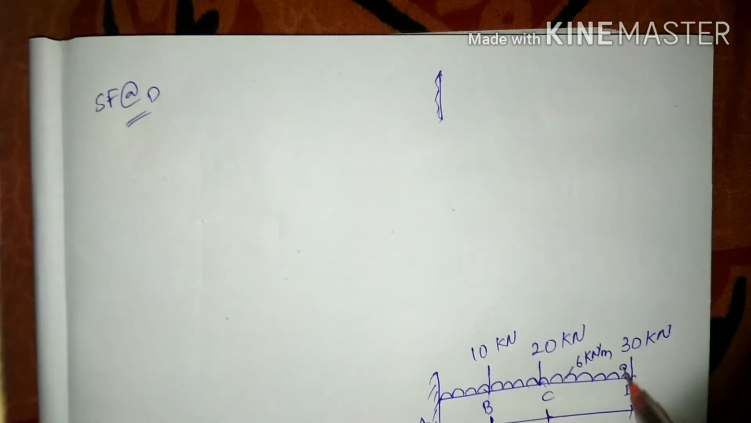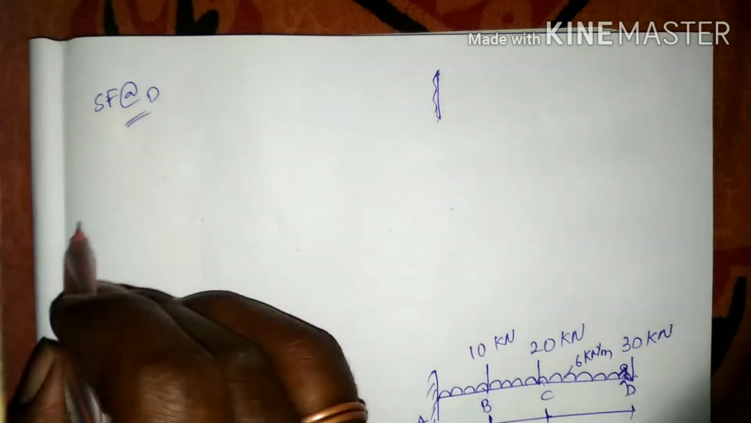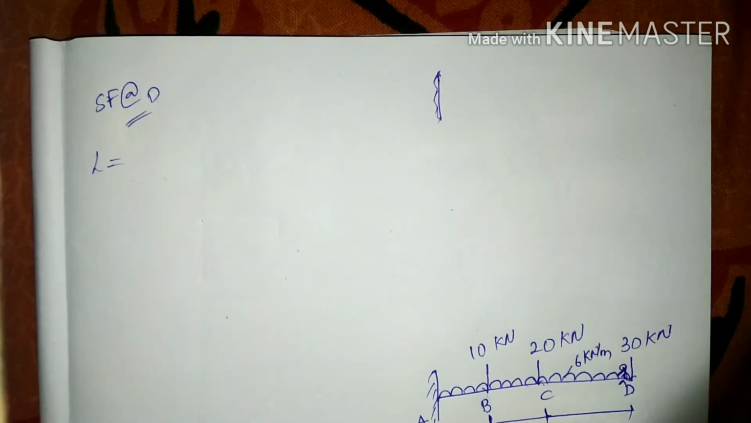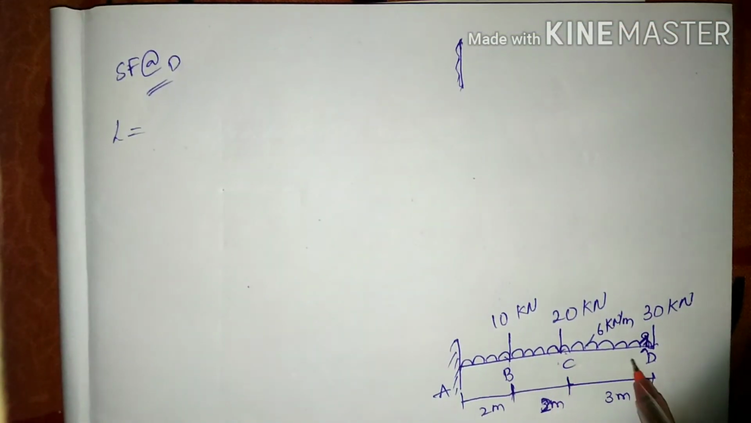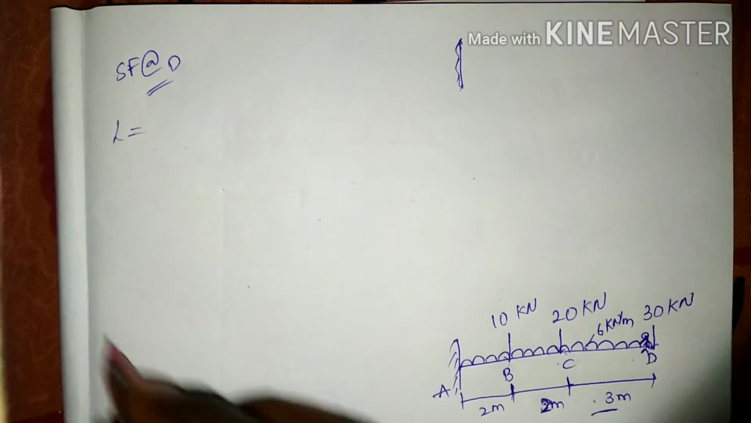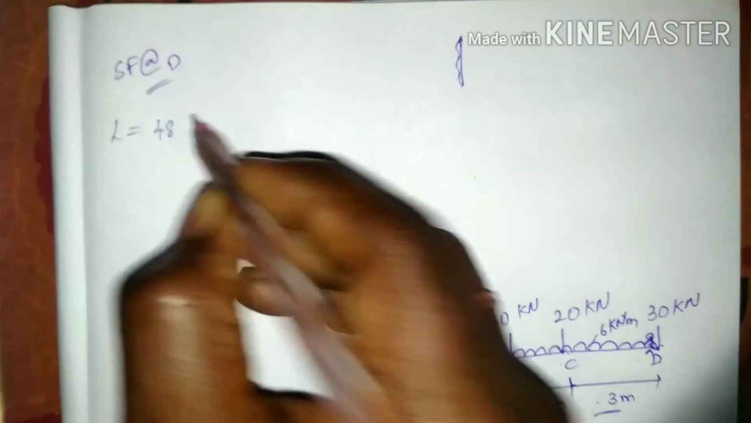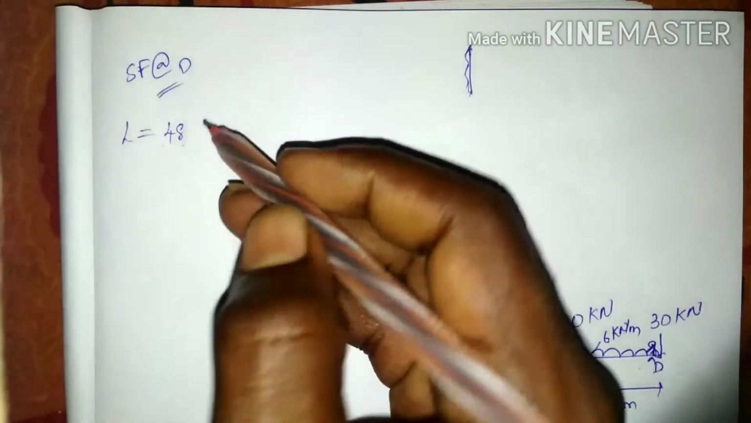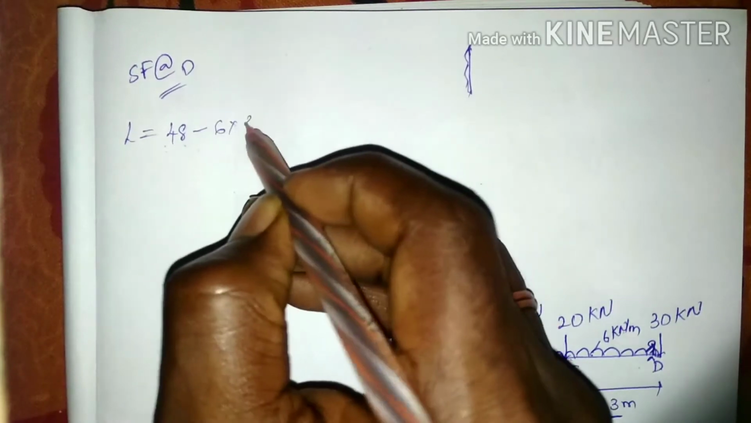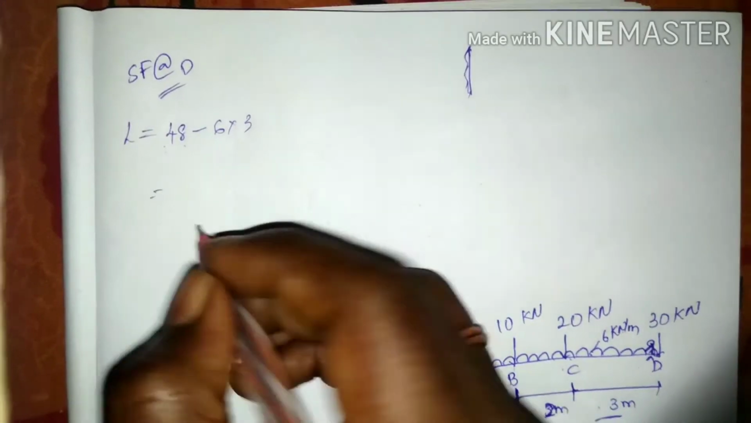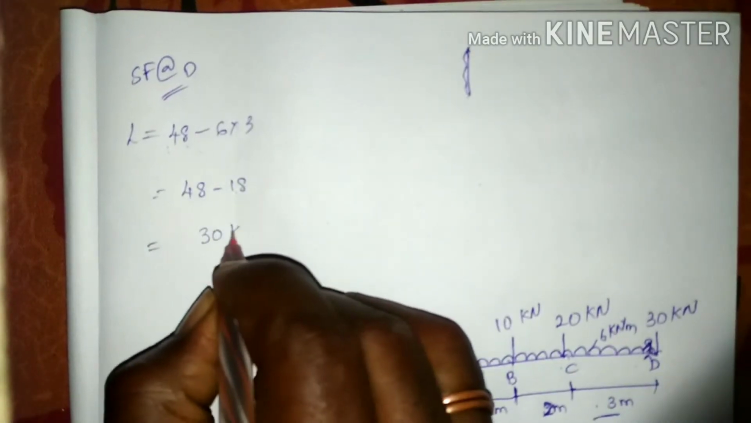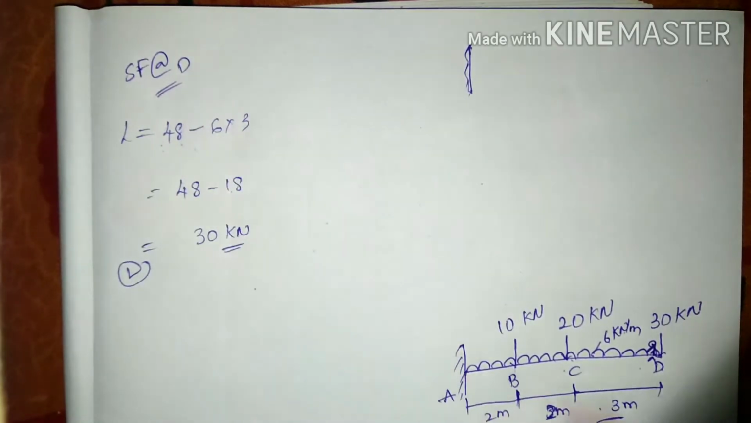Then the shear force at D, for the left of D. From C to D we have a UDL of magnitude 6 kilonewtons per meter, and the distance is 3 meters. Up to C we completed 48 kilonewtons, so we remain with 48 kilonewtons. For this, 48 minus 6 into 3 gives 48 minus 18, that is equal to 30 kilonewtons for the left of D.